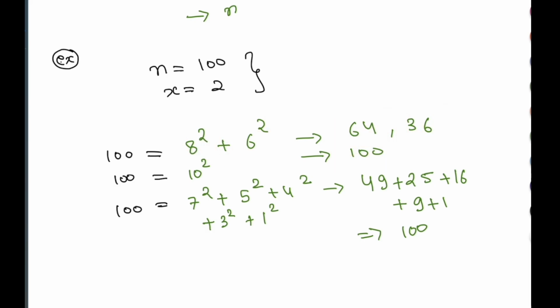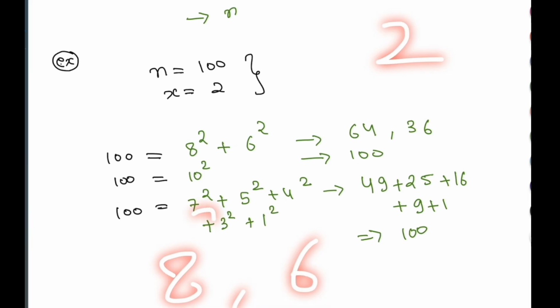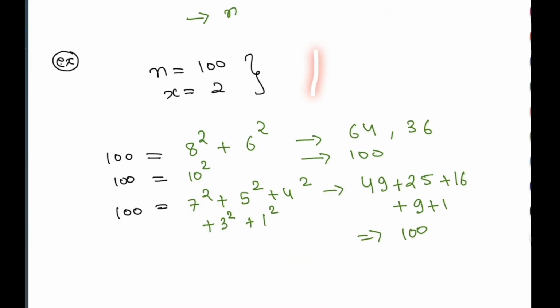Also, what we can do is we can say 100 can also be expressed as 10 square. Whatever number we choose, 10, 8 or 6, we have to just take the square of this because x is 2. 10 square is also equal to 100. So we got two ways. One is 8 and 6, raise them to the power of 2, take the sum, it will be 100, right? Or I can say take just one number 10 and take the square, this will be 100, right?